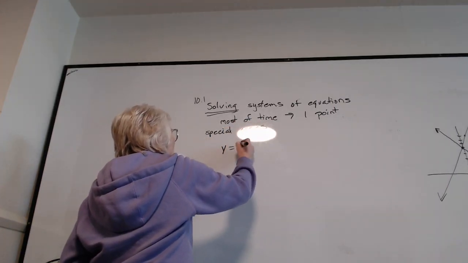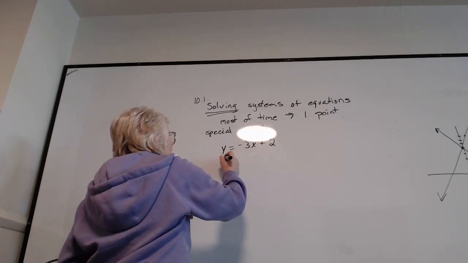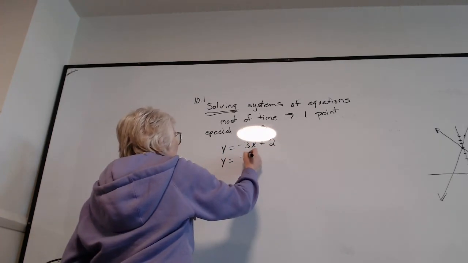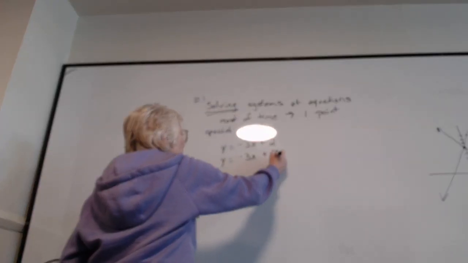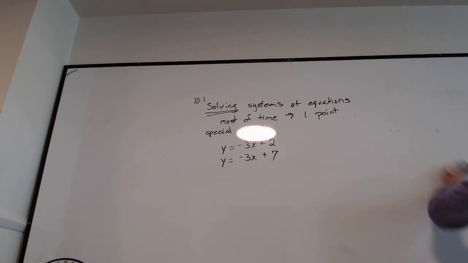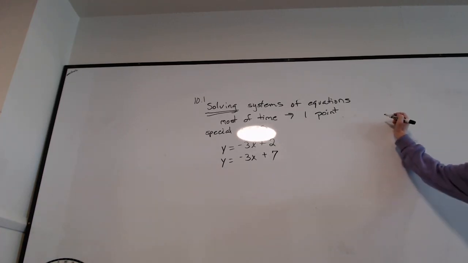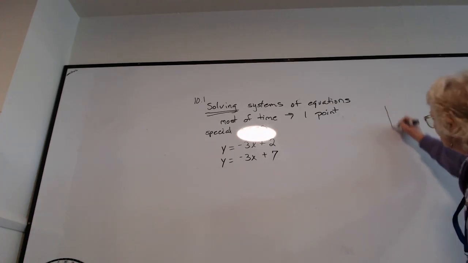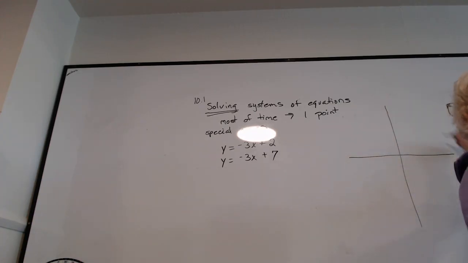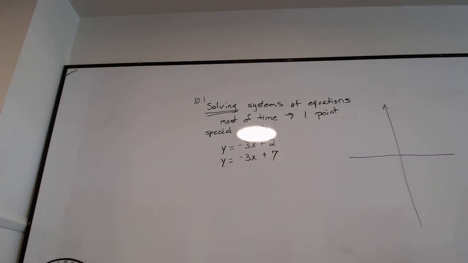y equals negative 3x plus 2, and y equals negative 3x plus 7. So negative 3x is the thing. Let's see what happens if we graph those two lines. Do you agree there's two lines there? If I were to graph the first one, what's my y-intercept?